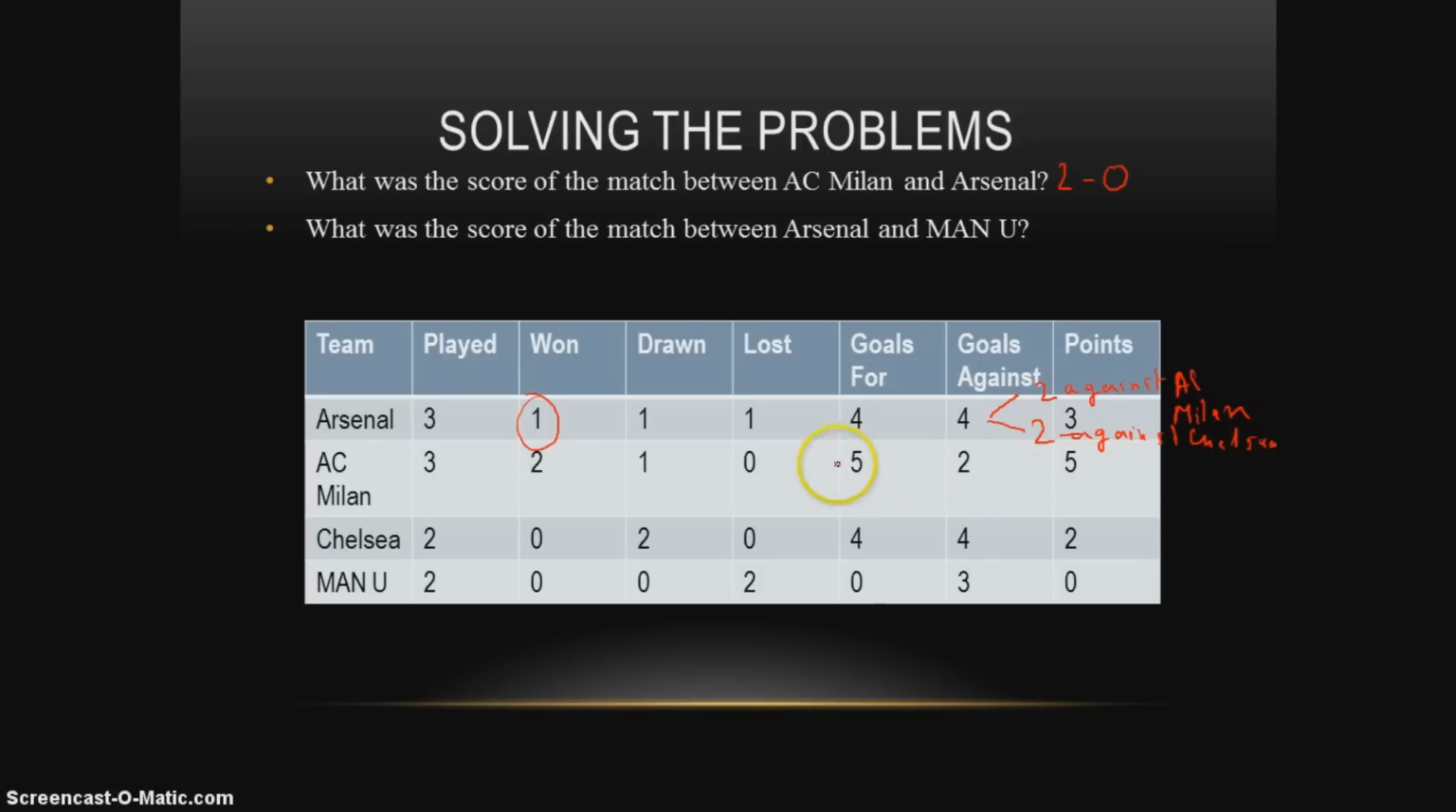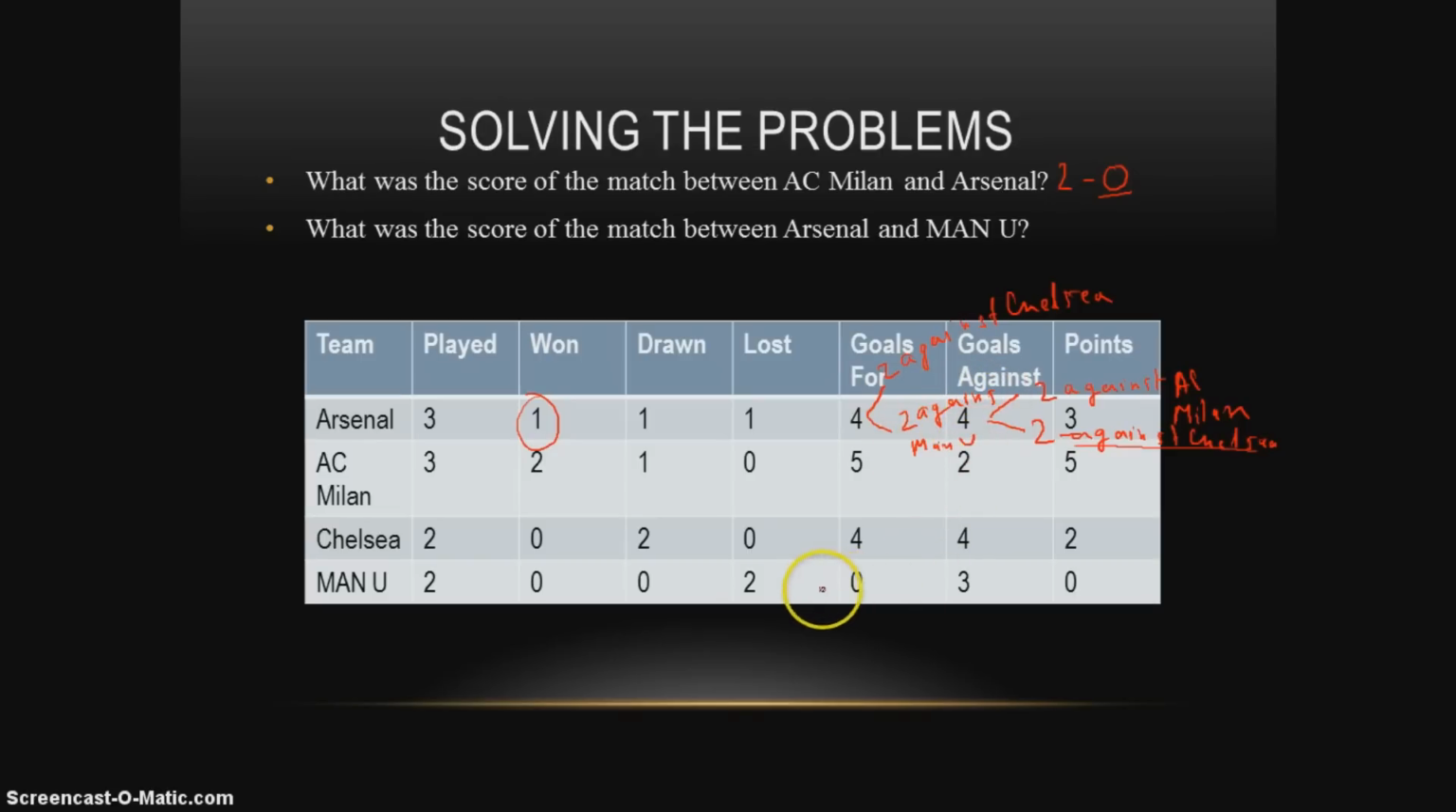I also know that Arsenal and Chelsea played a draw. That means if it conceded 2 goals against Chelsea, it also scored 2 against Chelsea. That leaves me with 2 more goals to be balanced here. Now these 2 more goals were definitely not scored against AC Milan, because against AC Milan it has scored 0. That means these 2 goals were scored definitely against Man U.